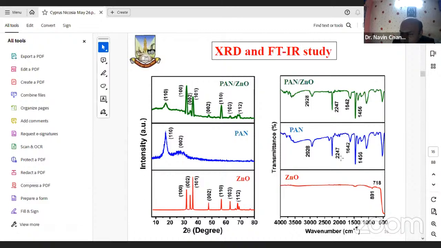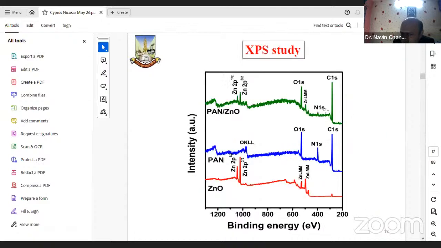And after the complete process of electrospinning, we did the FTIR for PAN zinc oxide. Presence of the zinc oxide peak in combination with PAN functional groups suggests the formation of PAN zinc oxide nanofibers. This is the XPS study, the convoluted and deconvoluted spectrum of O1s, C1s, Zn2p1/2, Zn2p3/2. This is the formation of zinc in combination with oxygen, and the presence of carbon suggests the PAN itself.